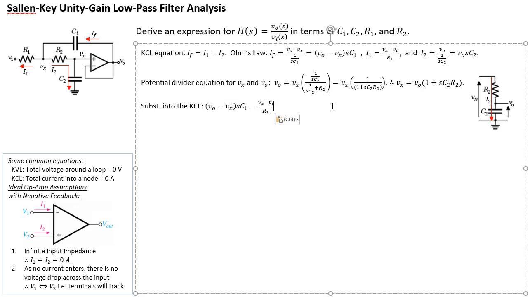All right, and then plus I2. Well, I2 is simply this. Okay. So once I substitute into the KCL equation, then I get this.